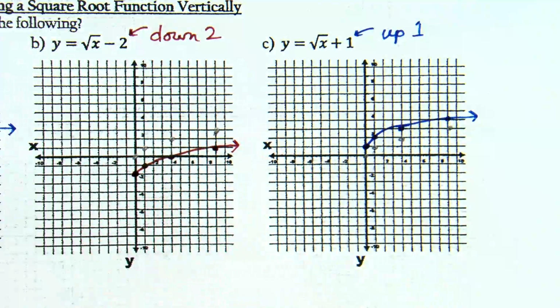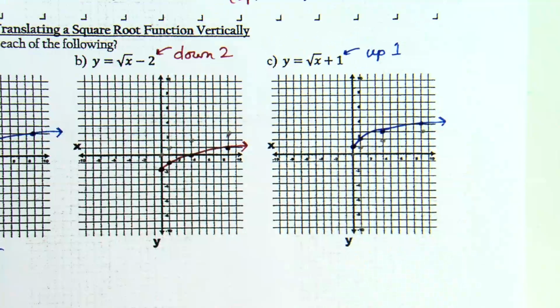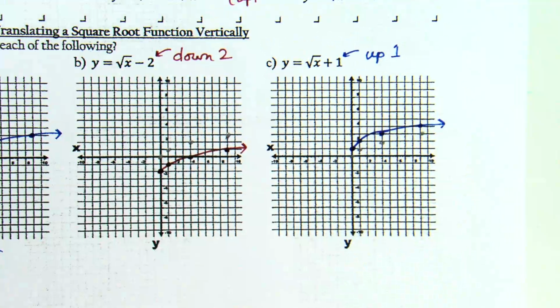Okay, you got it? Moving down to the next row. The next row does have a wrong heading. That should say translating horizontally.